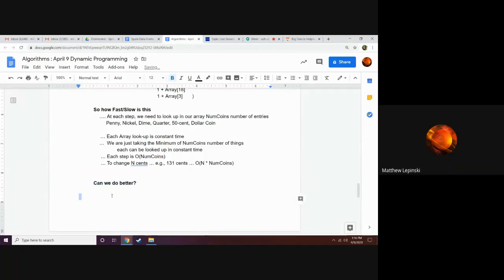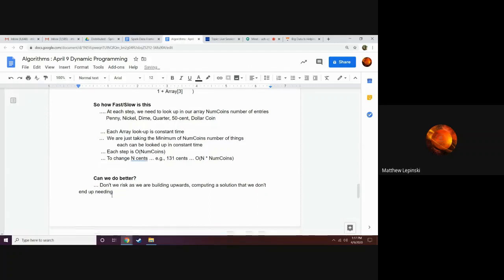I think one of the things that Ellie is getting at here is, as we are building upwards, don't we risk computing a solution that we don't end up needing?